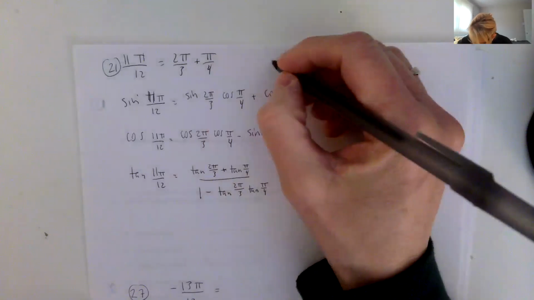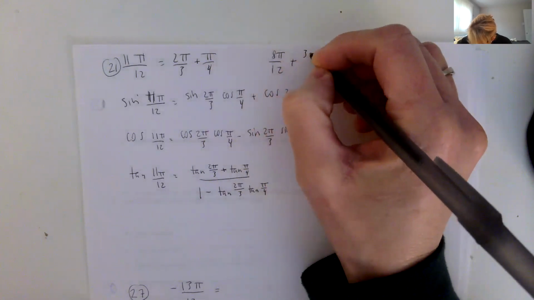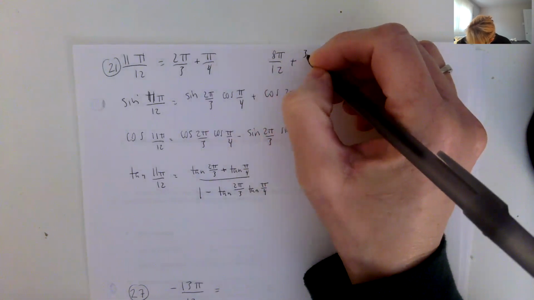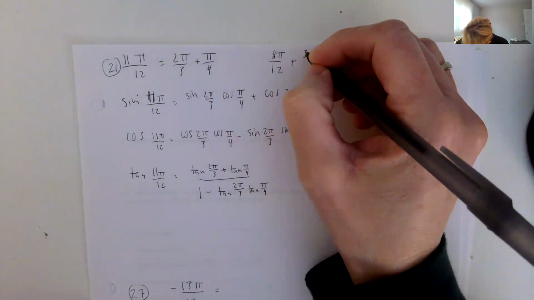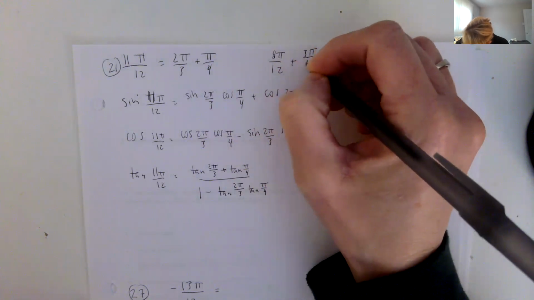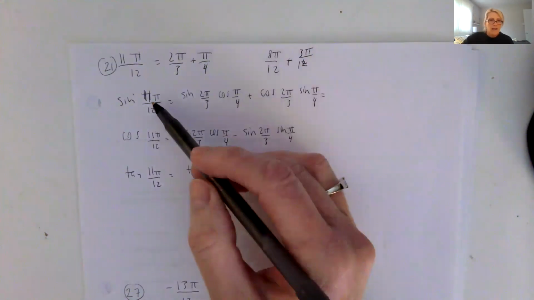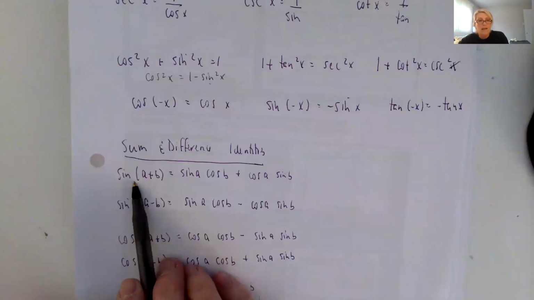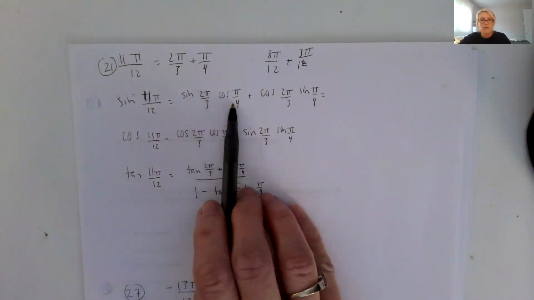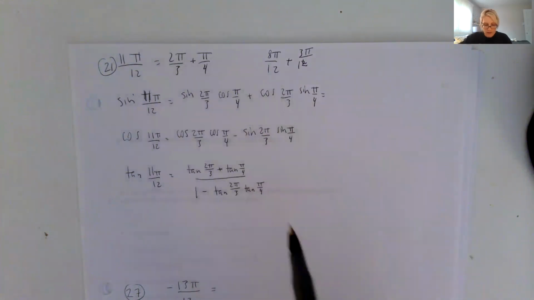And if you had common denominators, this would be 8 pi over 12 plus 3 pi over 12. So they're simplified here. The sum identity for sine is the sine of A times the cosine of B plus the cosine of A times the sine of B. So we're going to go through and find these.